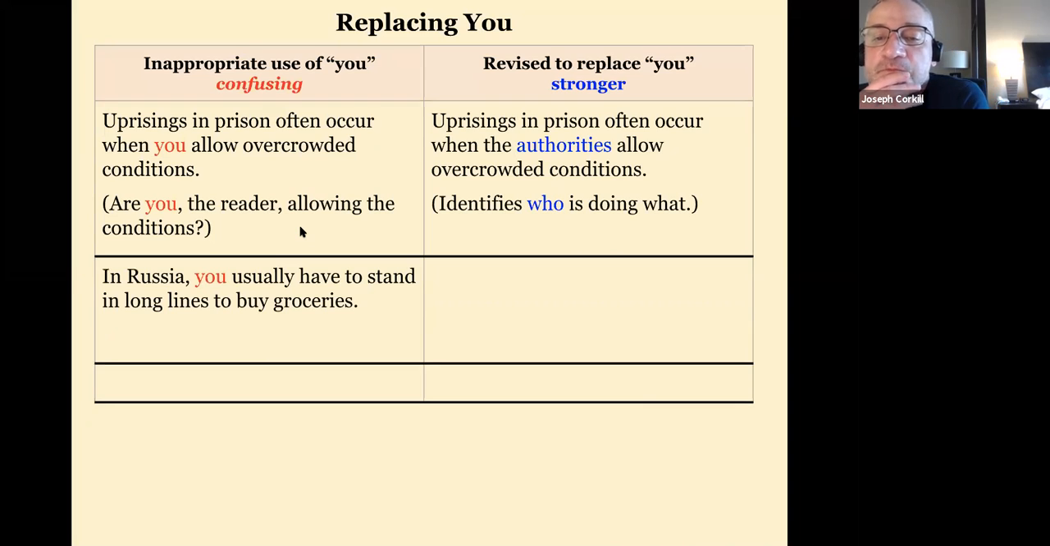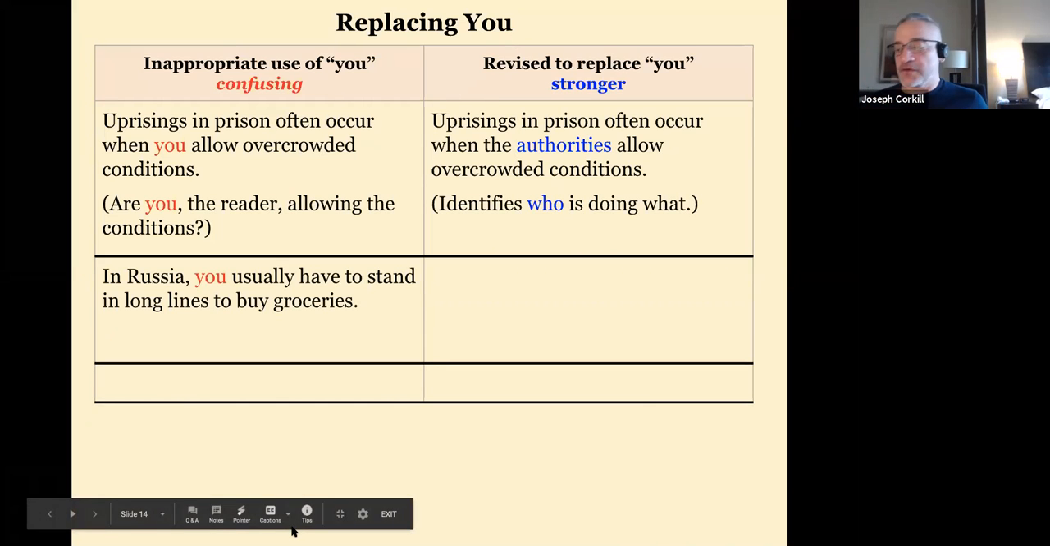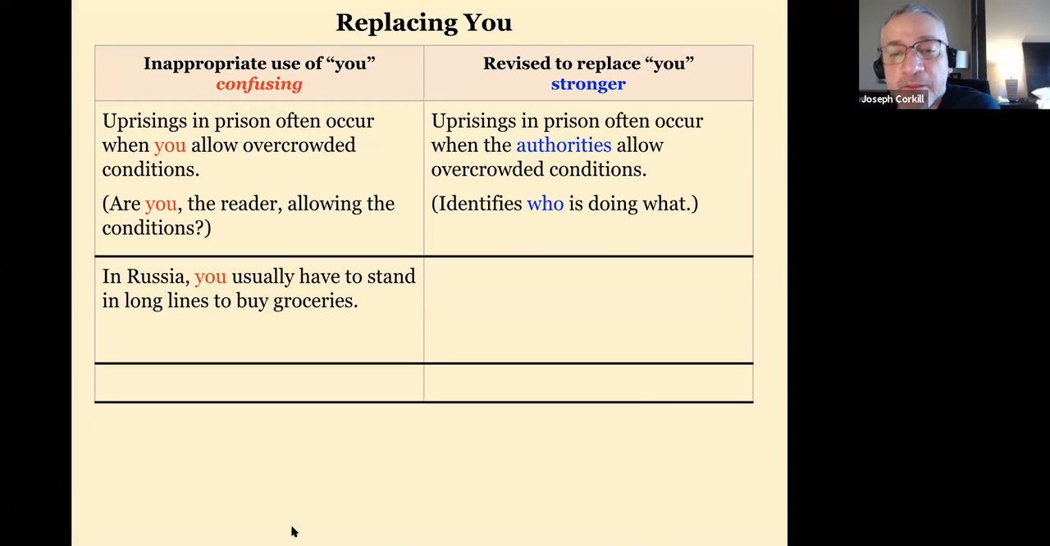Next. In Russia, you usually have to stand in long lines to buy groceries. All right. If I read that, I'm thinking, I don't live in Russia. I don't go to Russia to buy groceries. I get my groceries off Amazon freshly. Well, why are they telling me I'm doing it? Right?